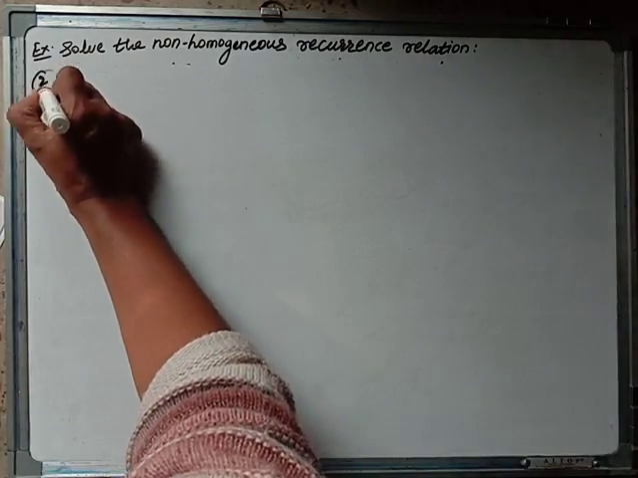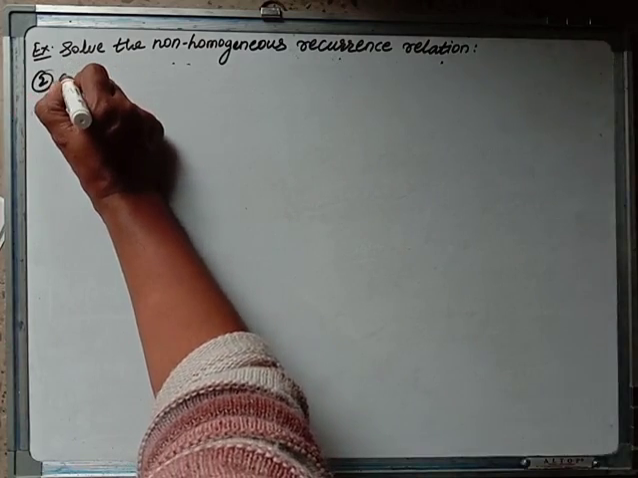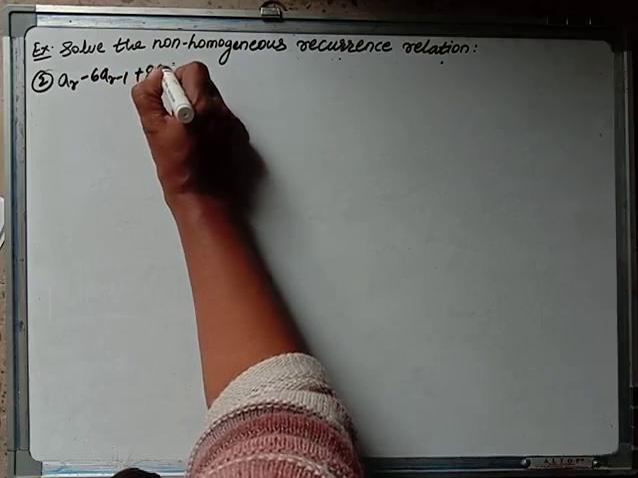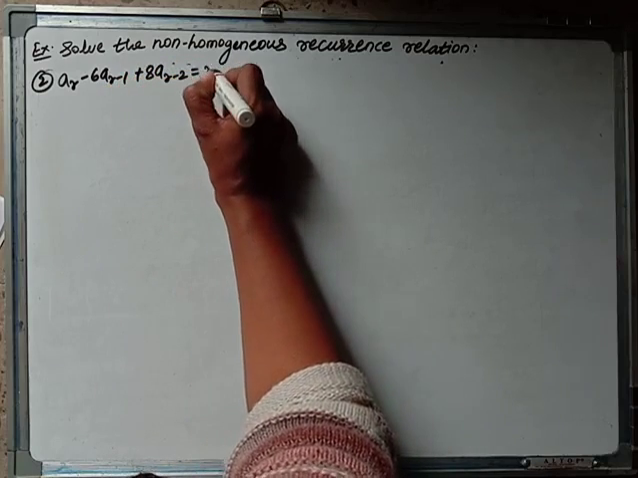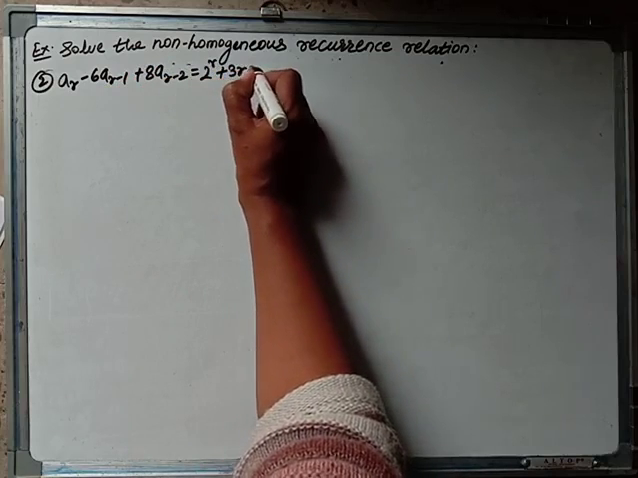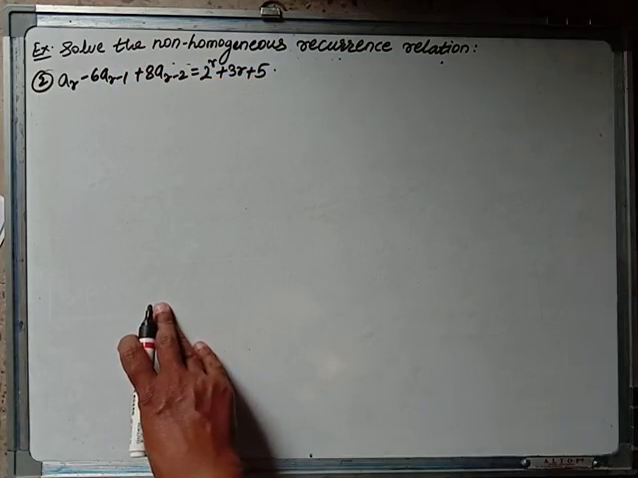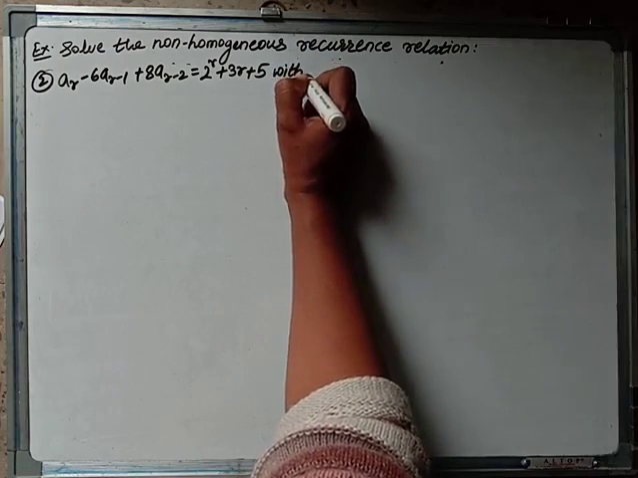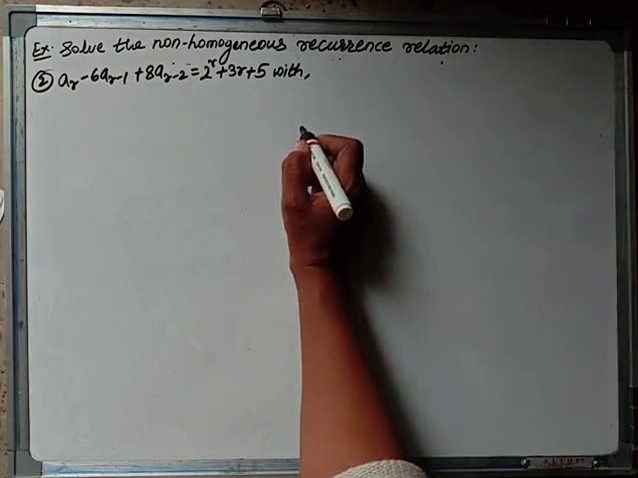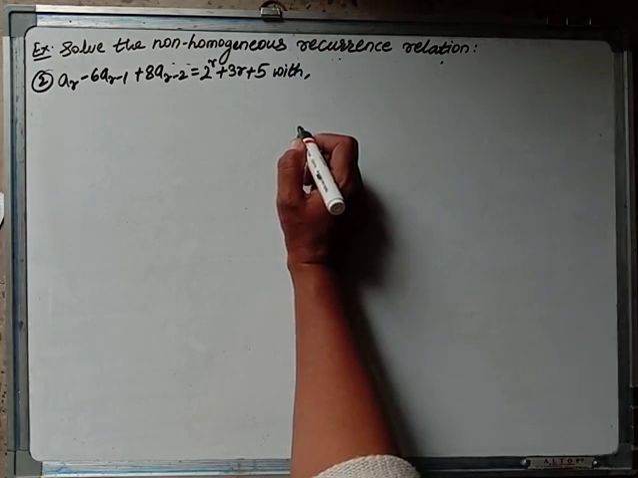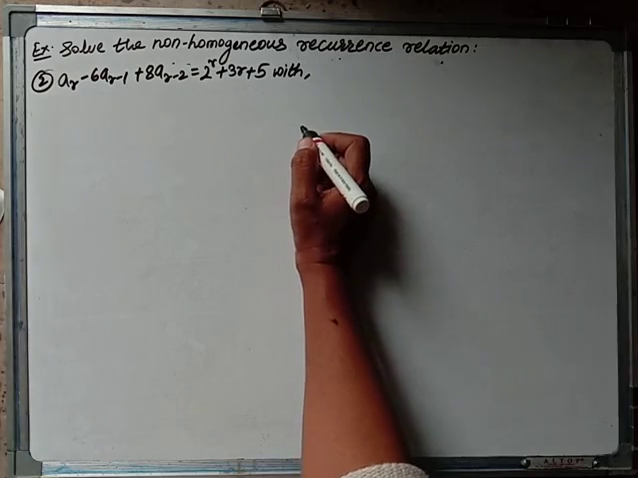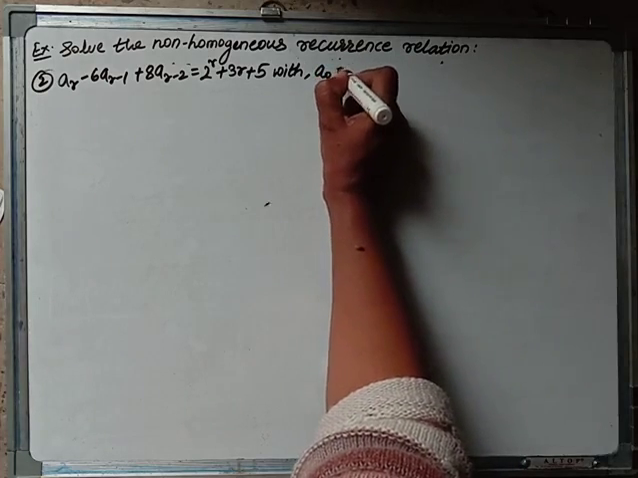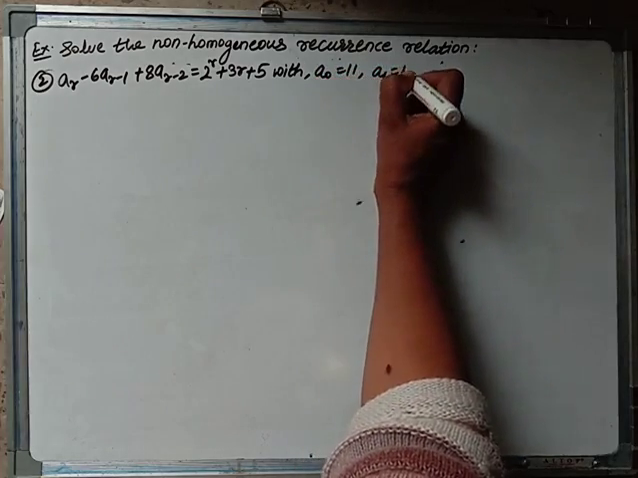The second recurrence relation will be, suppose, AR minus 6 AR minus 1 plus 8 AR minus 2 is equal to 2 raised to R plus 3R plus 5. Again the same thing: we will find a homogeneous solution and a particular solution separately, and then find the values of the constants in the homogeneous solution. Here the initial conditions are A0 is equal to 11 and A1 is equal to 18.